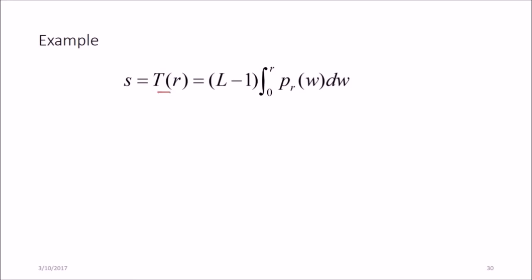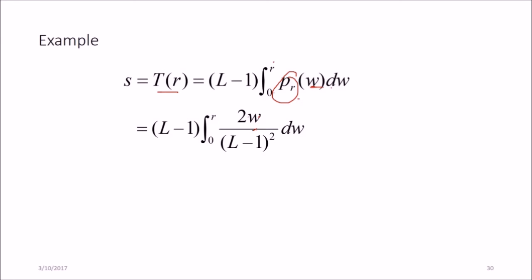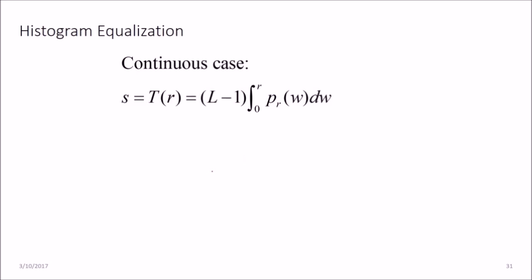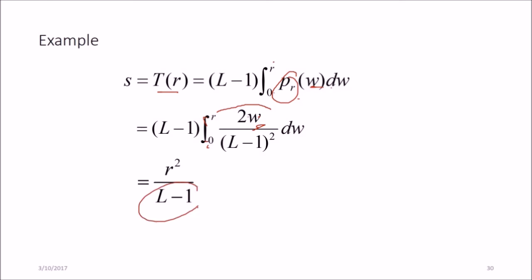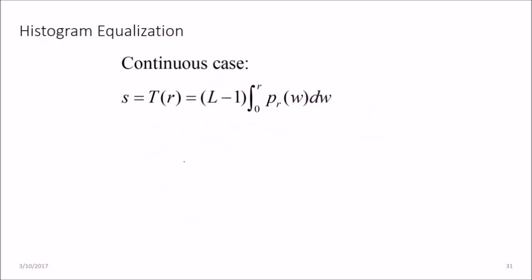What we had, s is equal to T(r), which equals (L minus 1) times the integration from 0 to r of p_r(w) dw. In this we put the given function, p_r(w) equal to 2w by (L minus 1) square. We replace r by w. Now this is from 0 to r. This becomes 2 by (L minus 1) times the integral of w dw, because (L minus 1) is constant, and this is w square by 2, and the 2 cancels. w square from 0 to r is r square. So this will be r square by L minus 1. Simple integration.